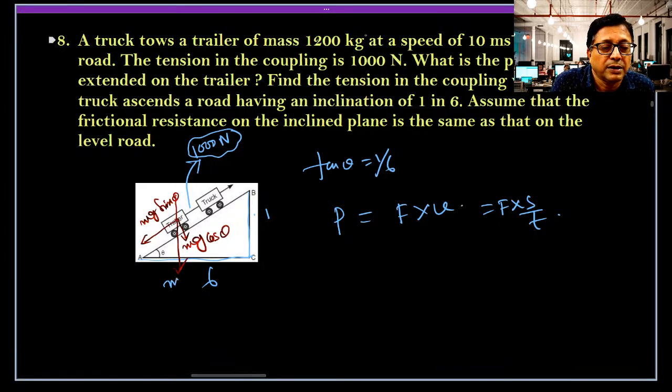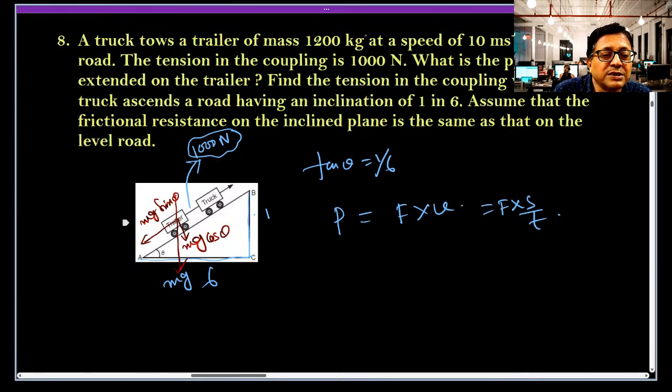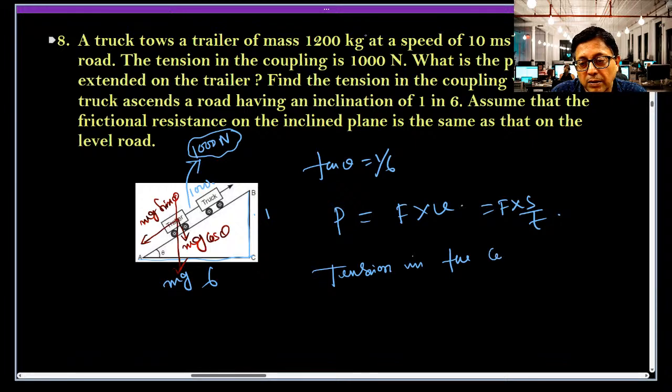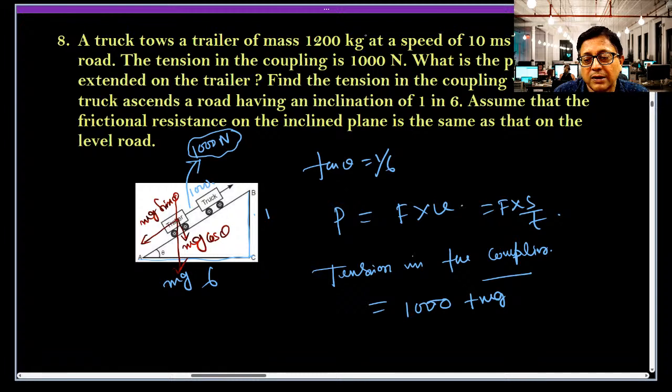Let me write. This is mg cos, this is mg sin. Here coupling force is 1000 Newton. So net force required will be what? That is 1000 plus mg sin theta. Okay. Tension in the coupling. Tension in the coupling is how much? That is 1000 plus mg sin theta.